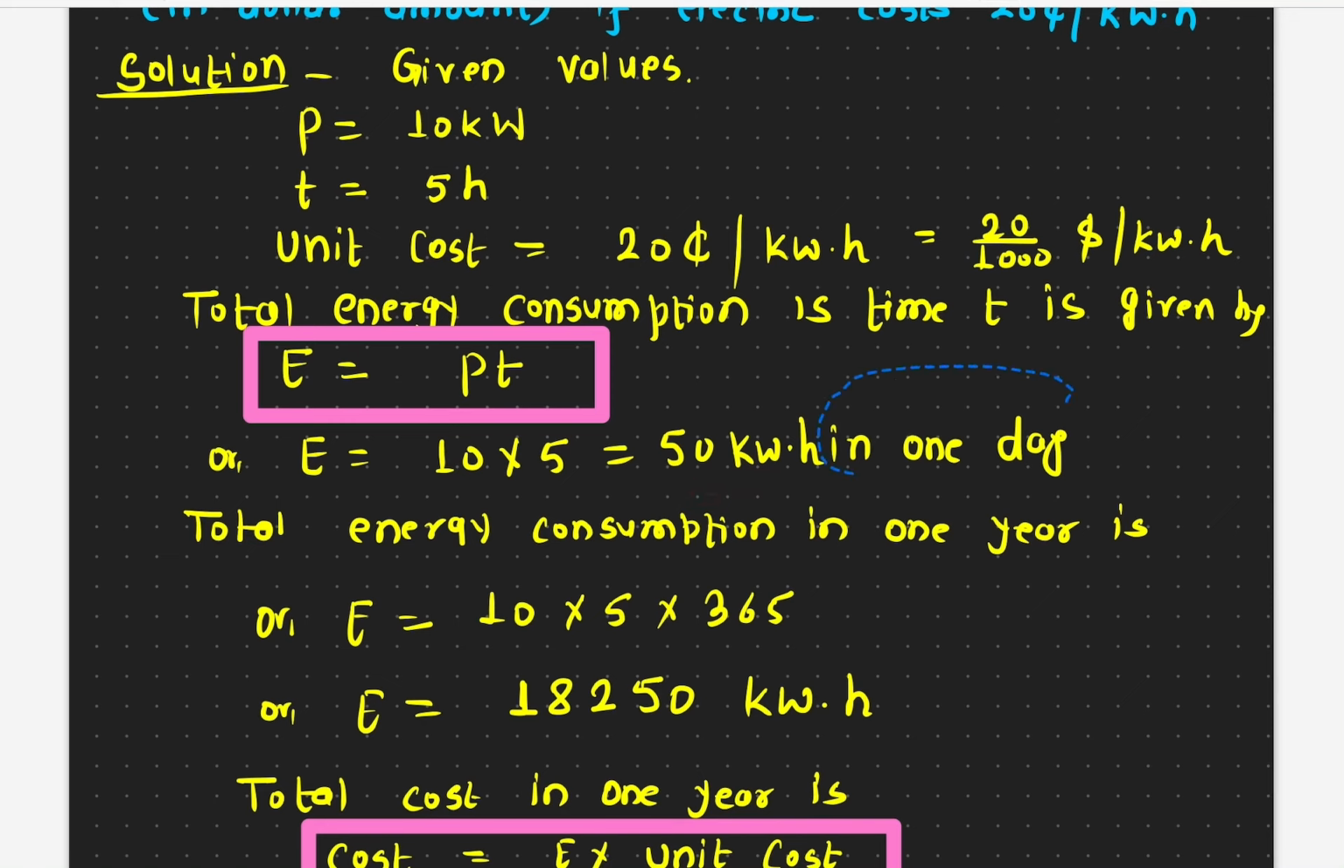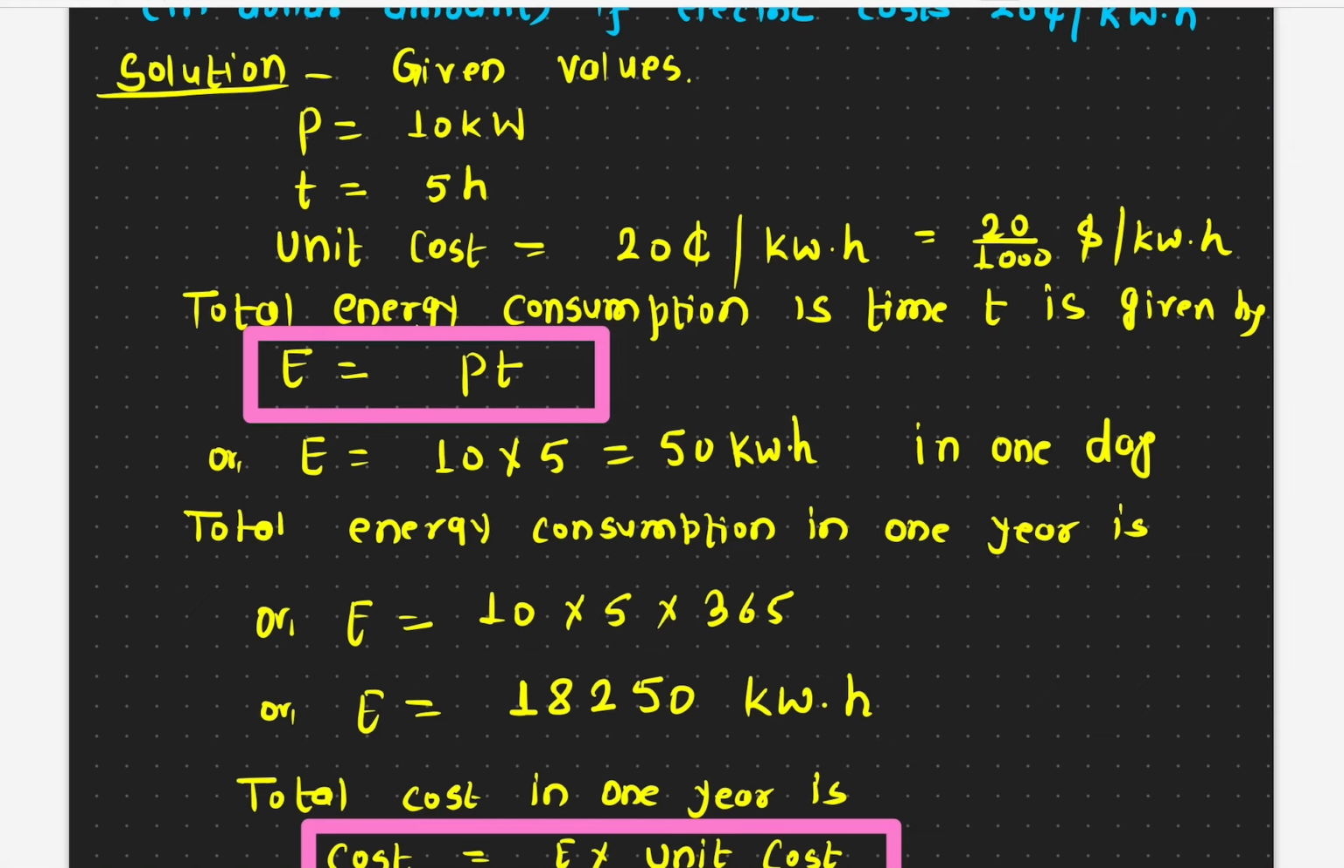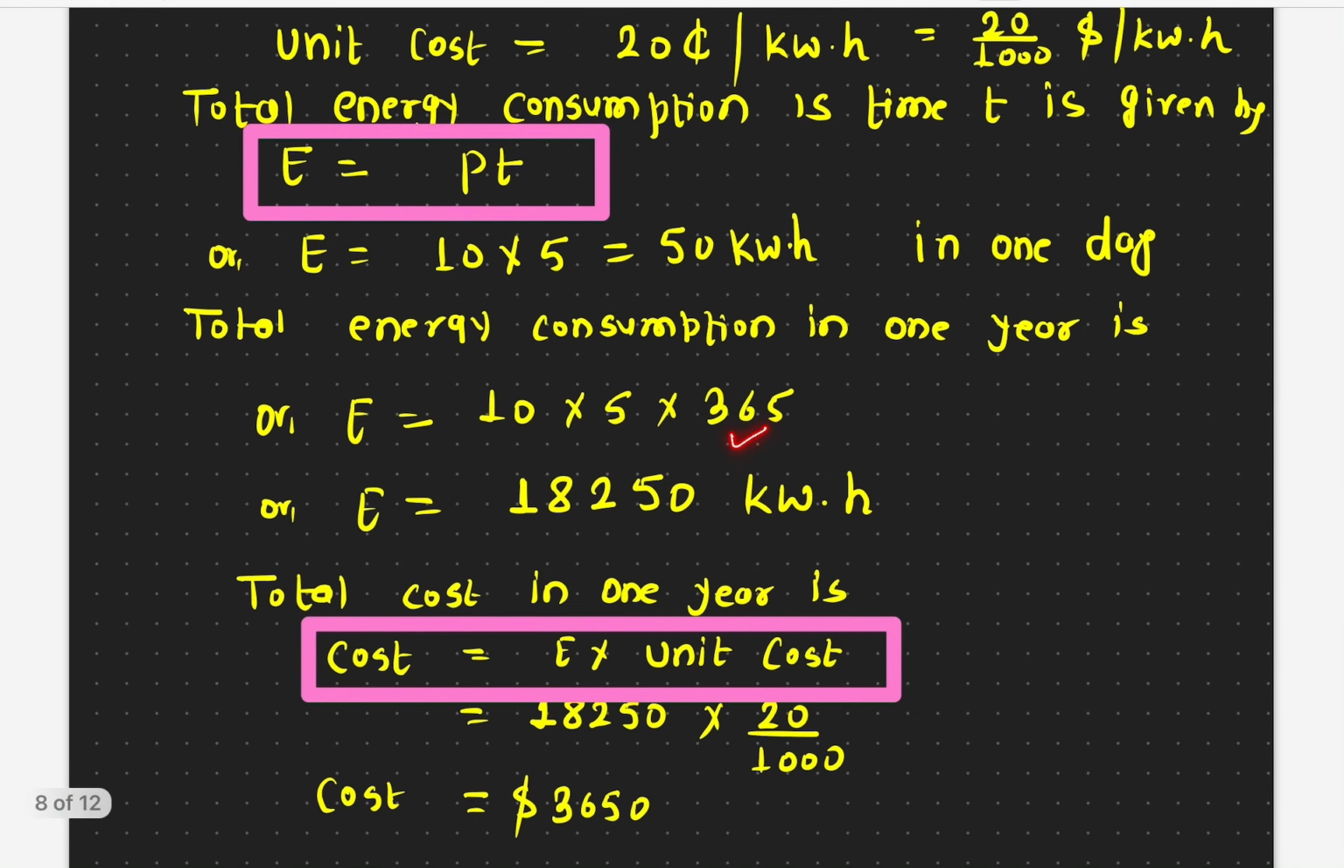So that means in one day you're going to use 50 kilowatt hour. So in 1 year, how much energy are we going to use? You simply have to multiply by 365, because in 1 year you have 365 days. So if you do the math, you'll get this number here. That's the total amount of energy you have used.